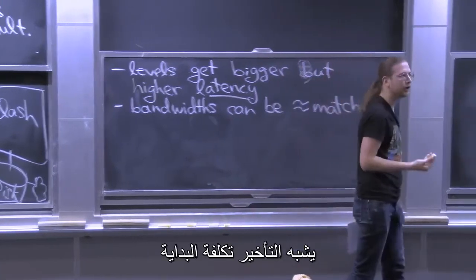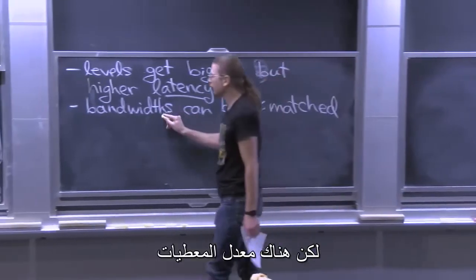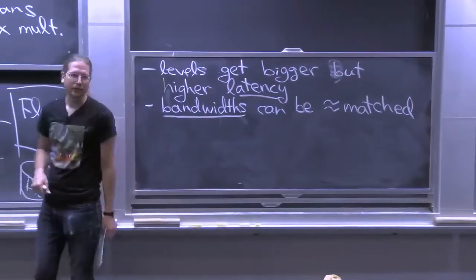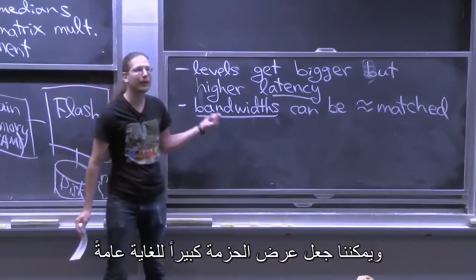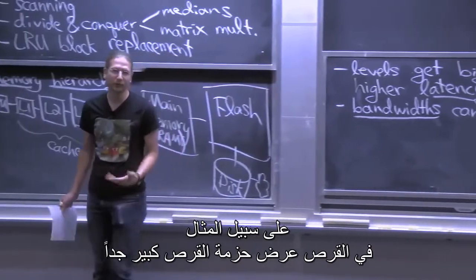So latency is like your startup cost. When I ask for something, how long does it take for that one thing to come? But then there's a data rate. And bandwidth you can generally make really large. For example, in disk, bandwidth of a disk is pretty big.